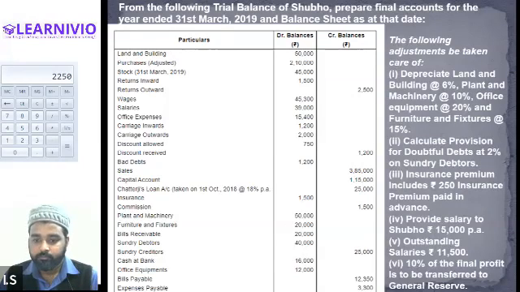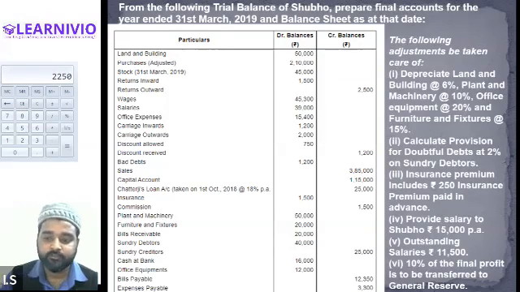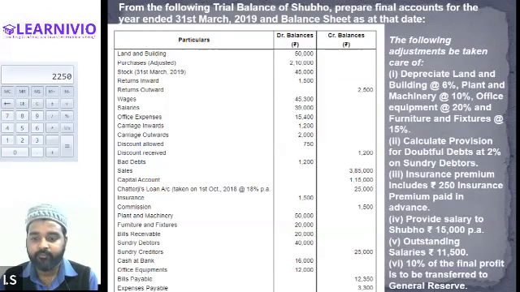Now we have the next item as sundry creditors, and there is no adjustment regarding sundry creditors. So we can write down the entire amount in the balance sheet on the liability side. Then we have cash at bank. There is no adjustment regarding cash at bank as well. So 16,000 on the asset side in the balance sheet, because cash at bank is our asset.